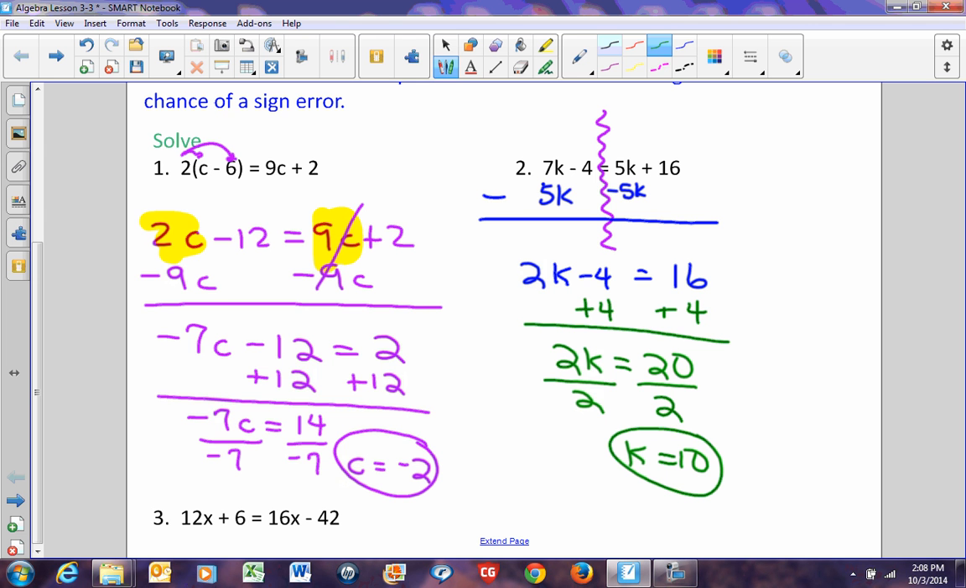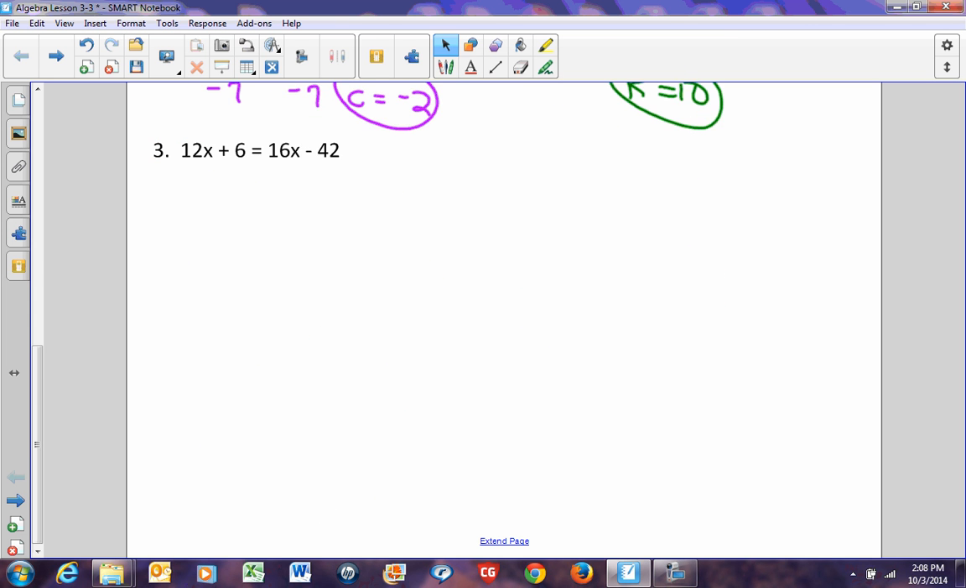All of that is getting the variables on one side of the equation or the other. Let's look at problem number 3. Again, we have x's on both sides of the equation, so we need to move them all to one side of the equation or the other. Since I've moved all the variables to the left side, I think I'll move them to the right side just to prove it really doesn't matter. So I'll subtract 12x here, subtract 12x here.